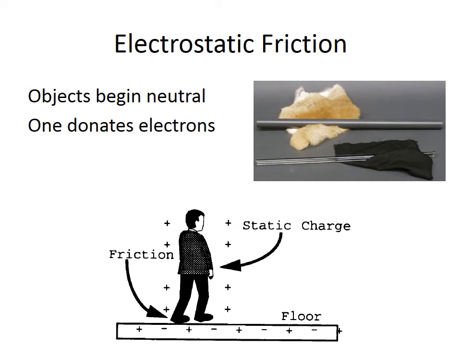The same is true with those rods on the middle right. When you rub them against a piece of fur or against a piece of wool, one of the objects donates electrons to the other, making each object have an opposite charge. They both start out neutral. Now, which one donates really depends on the material. I haven't seen a good rule of thumb for this object always donates, this one always accepts. It really depends on the nature of the two materials that come in contact.